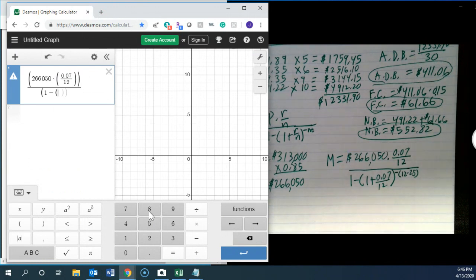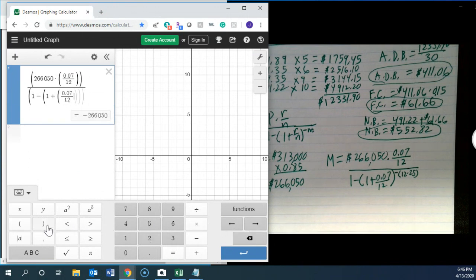Okay. So now we did our open parenthesis 1 minus an open parenthesis 1 plus. We'll do another open parenthesis 0.07 divided by 12.